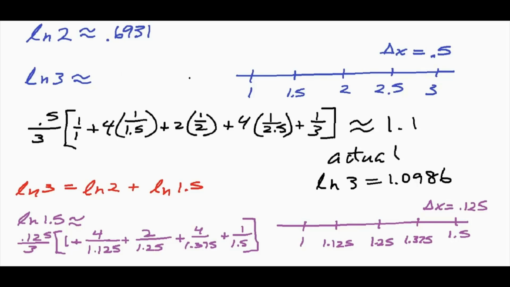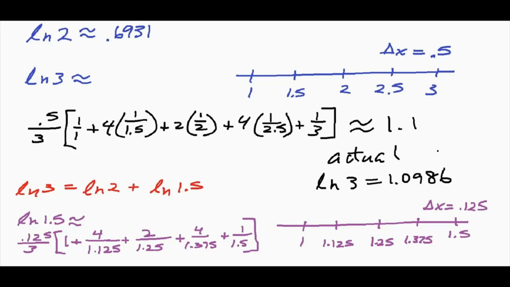So what I did here is, notice when I only did 4 intervals, what I got was 1.1, and the actual is 1.0986. So this isn't bad, but I'm going to show you something else I did that gave me a much better approximation, and it wasn't really much more work.